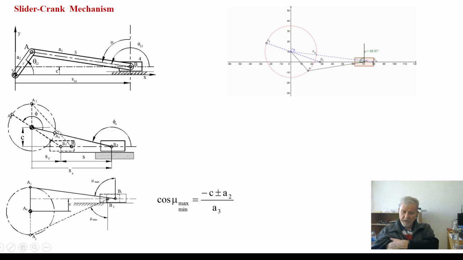It forms a triangle, again, as you can see. The transmission angle is maximum or minimum when the crank is perpendicular to the slider axis. So cosine mu max is minus C plus or minus A2 over A3.